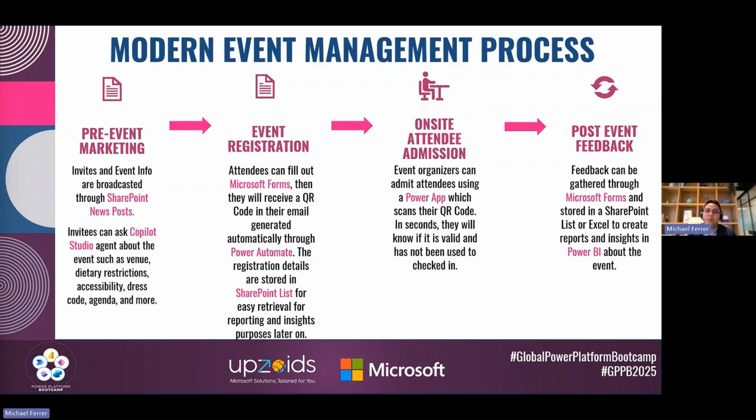So in contrast to the paper method where you need to scroll through pages of paper to find your name, this will be a better approach. Then post event, you can also gather feedback through Microsoft Forms, and that feedback can be collated in a SharePoint list, and eventually use Power BI to create dashboards and reports and get insights out of them. So you'll know what has improved, let's say, from the past event, and what needs to be improved as well for the next event.